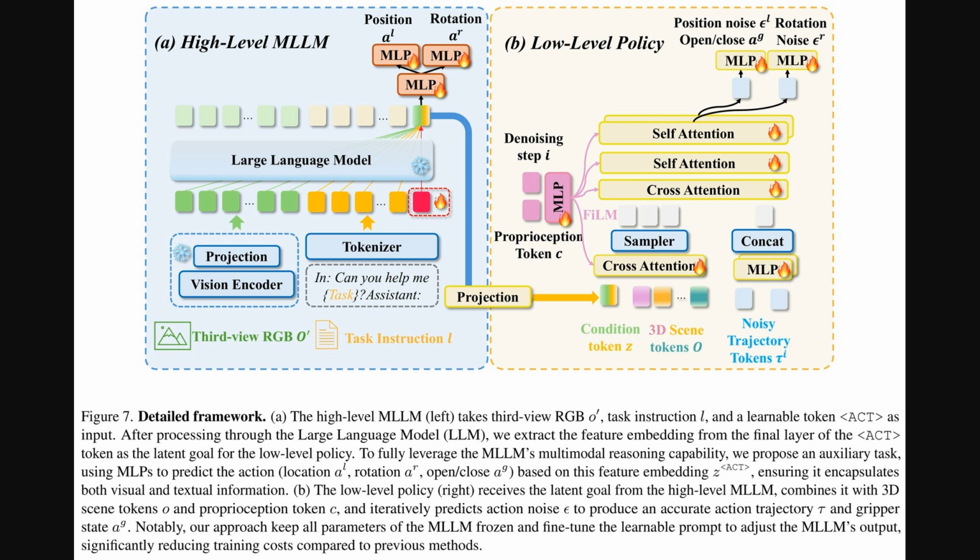So, this figure really details their OpenHelix framework. Part A on the left is the high-level, large, multimodal LLM. It uses a vision encoder, which processes images, and a tokenizer, breaking down text instructions, to feed the large language model. Remember that auxiliary task? It is here, training the model to predict action details, enhancing its reasoning. Then, Part B shows the low-level policy. It receives a projected goal from the large multimodal LLM, combining it with current 3D scene information and proprioception, using attention mechanisms to generate the precise action.